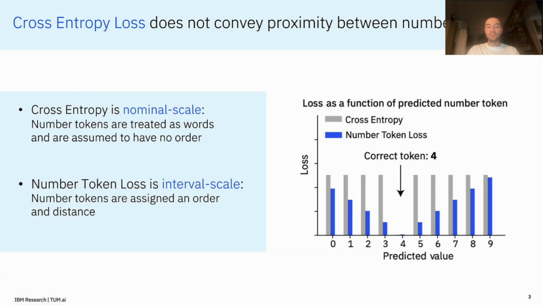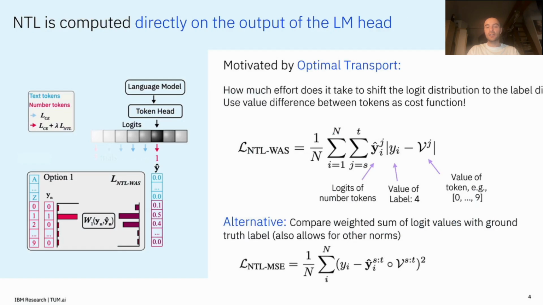Many workarounds have been proposed to improve LLMs on math, like designated embeddings, reverting numbers, or chain of thought reasoning. But still, number representations in LLMs are poor. We argue that this is because of the cross-entropy objective. It is nominal scale, treating numbers as words with no particular order. Basically, as you see on the right, when the label is a 4, predicting 5 and 9 gives equal loss, which makes no sense.